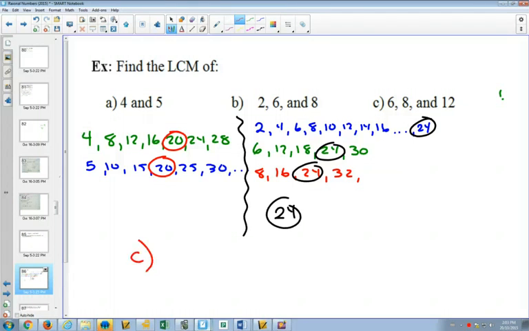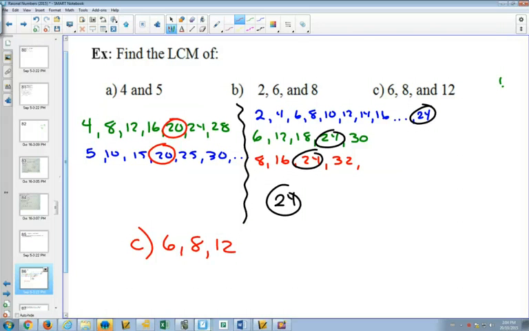And for C, where we had 6, 8, and 12, let's see if you can go through your times table. Sometimes what people do is they start with the biggest number, because you don't have to write as many. So if I start with the biggest one, which is 12, is 12 a multiple of 8? No. So I go to another one, 24. Is 24 a multiple of 8? Yes. Is 24 a multiple of 6? Yes. So there's our answer, and we can figure that out quicker that way. But you could still list them all.